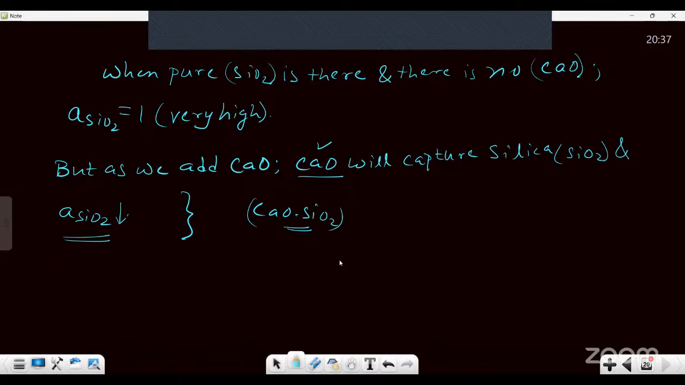So this reaction, silicon plus oxygen getting converted to SiO2: if the activity of SiO2 is decreasing, then this reaction is going to be more in the forward direction. That means more and more silica is going to be generated. That means more silicon will pick up oxygen and get into the slag phase.